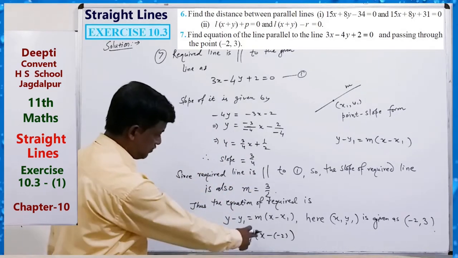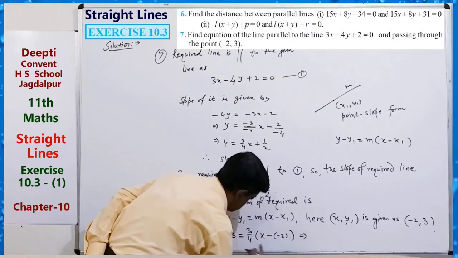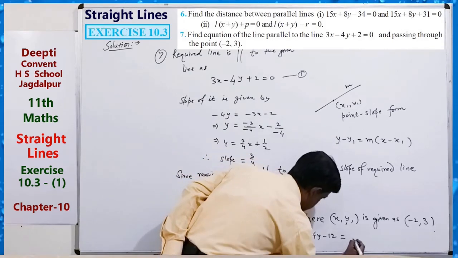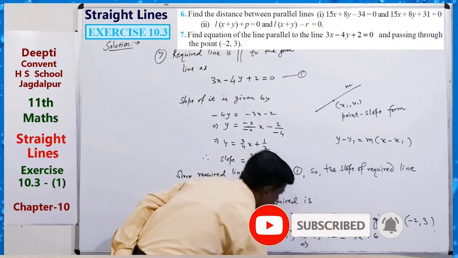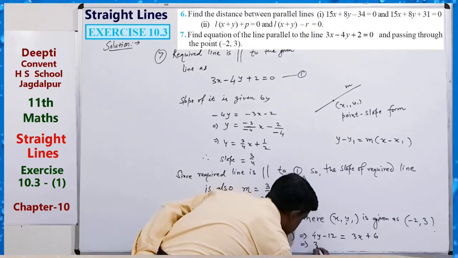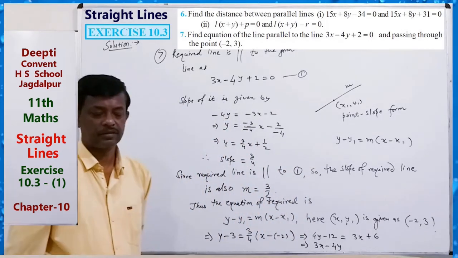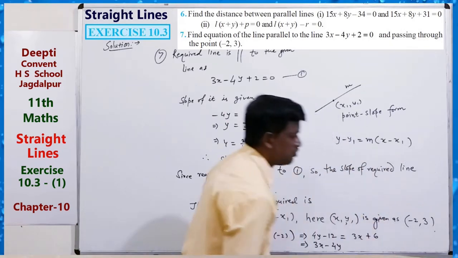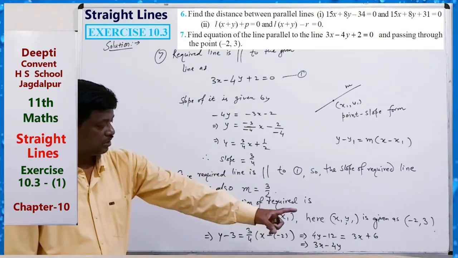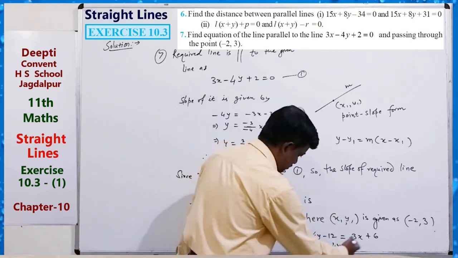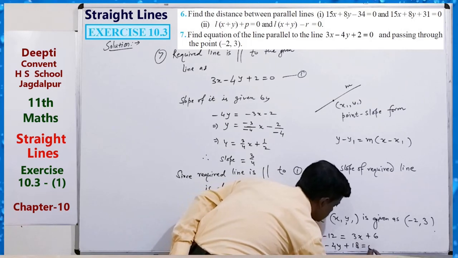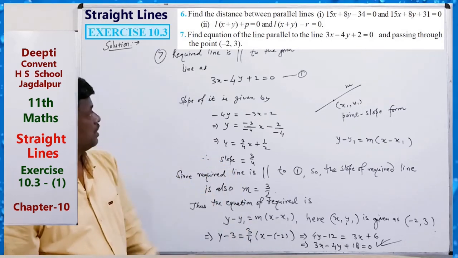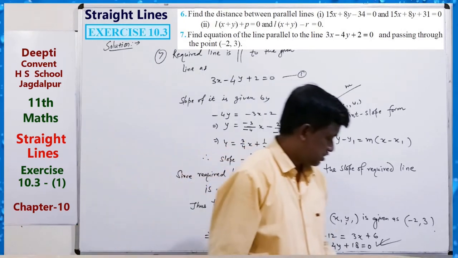It can be simplified just like this: 4y minus 12 equals to 3x plus 6. Just solve it. Transferring the whole thing to the right hand side, 3x minus 4y plus 18 equals to 0. So this is our solution: 3x minus 4y plus 18 equals to 0. So this is the required straight line. So this is the solution of question 7.